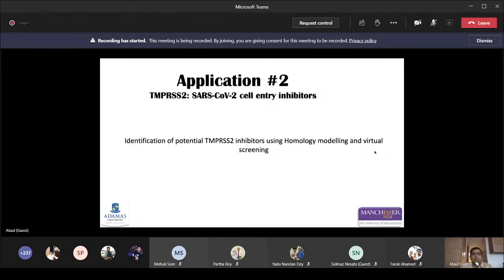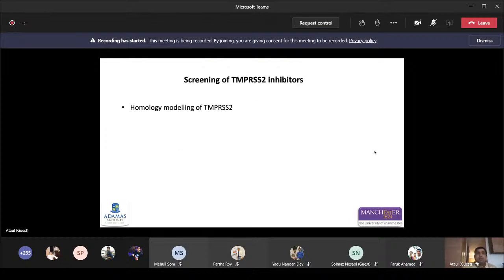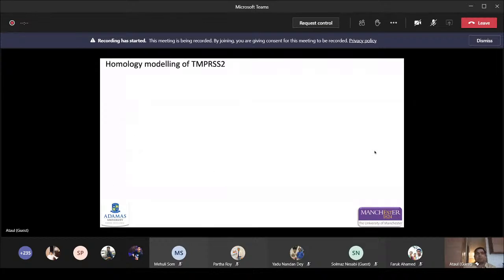The second example is for TMPRSS2, and these are actually cell entry inhibitors, because TMPRSS2 is the host cell receptor, and it helps to cut the spike protein for ACE2 conjugation. Here we use homology modeling because the crystal structure is not available. So we went for homology modeling to generate the 3D structure. Then we went for active site identification, screening the molecules, binding interaction analysis, and finally molecular dynamics simulation.